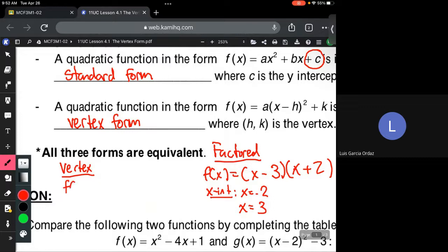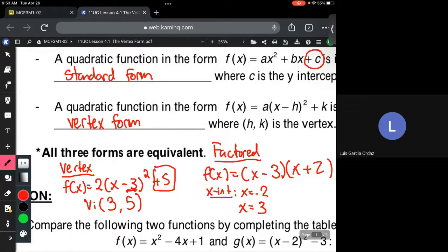So if I have f of x is equal to 2 times x minus 3 squared plus 5, can someone tell me what my vertex is going to be? Brooklyn? 3 and 5. Yep, 3 and 5. Wait, sorry, how did you get that? So my h is 3, but remember with anything in the bracket, it's always opposite of what it is. And then my k is going to be +5. So my vertex is 3 and 5.